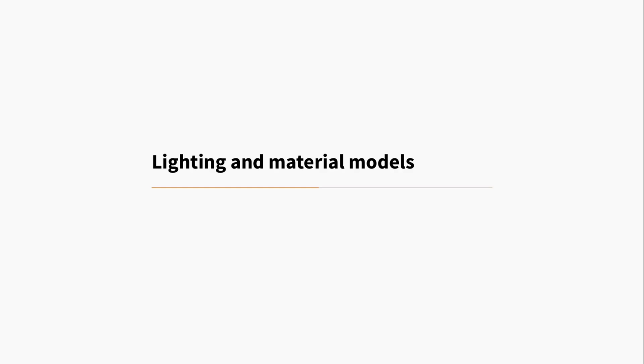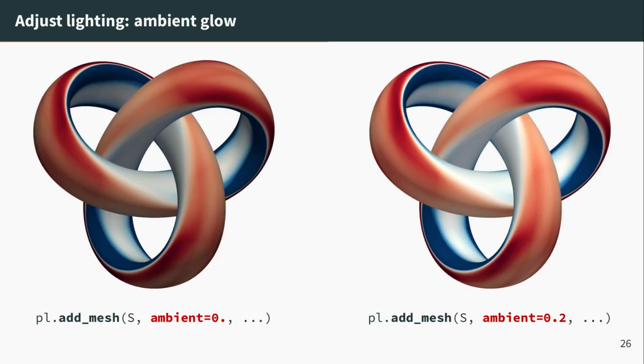Well, you have commands to explicitly set up your lighting system. The first thing, which is very easy, is to cheat by adding ambient glow. When you add your mesh, by default, the ambient value is set to 0, which means that the object is not an LED object that exudes light, but you can change that by just saying, for instance, ambient equals 0.2. And then you get this kind of effect. Why not?